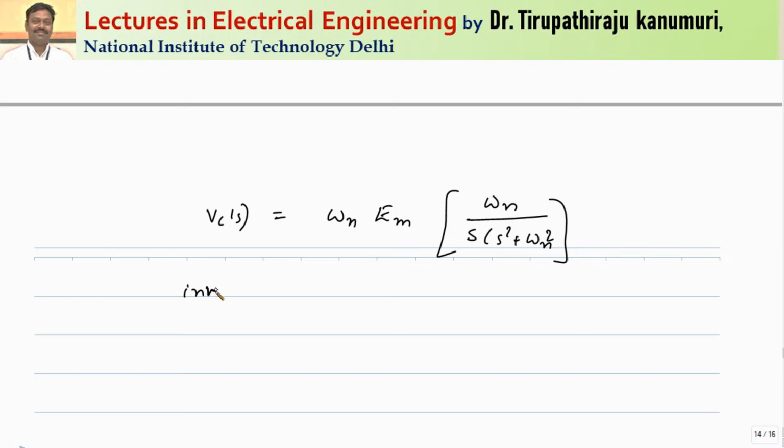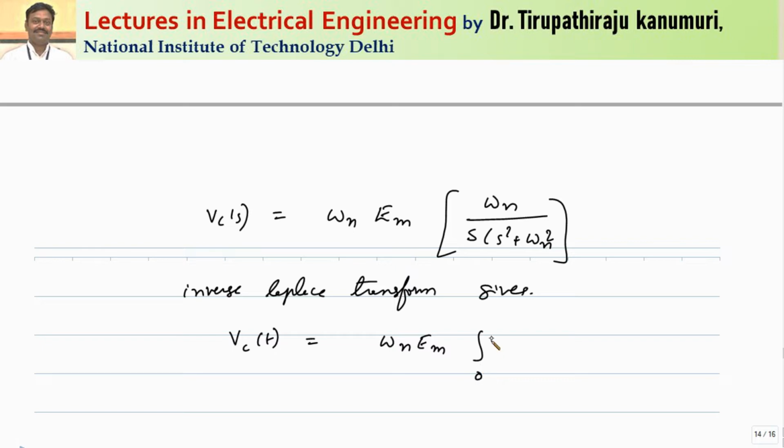So now what I am doing, I am just applying inverse Laplace transform. So when you apply the inverse Laplace transform, we will get the value of Vc of t, that means the voltage across your circuit breaker with change in time. This will be equal to omega n multiplied by Em, integration from 0 to t of sin omega nt dt. This is what we get.